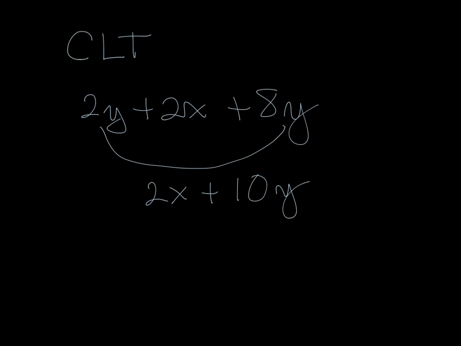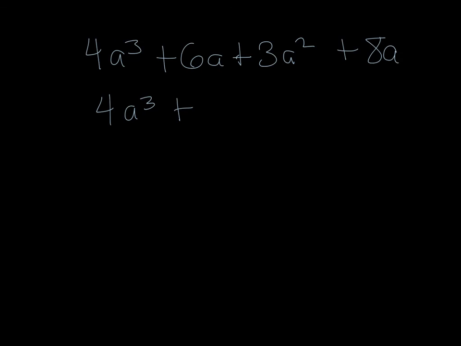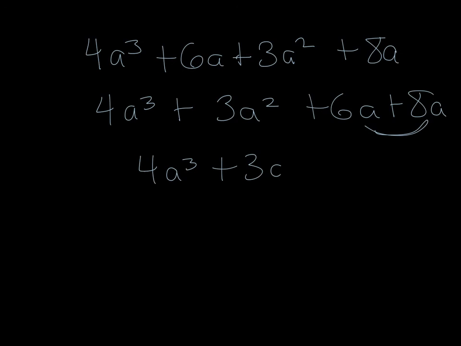And let's see, we'll do one more example. If we have 4a cubed plus 6a plus 3a squared plus 8a, and we combine like terms, once again we'd have to change the order. We would do 4a cubed plus 3a squared plus 6a plus 8a. And then, of course, these two are the like terms, so we would combine them, and this would be our final sum.